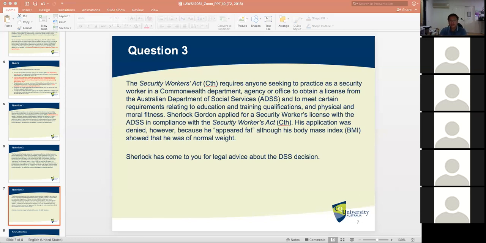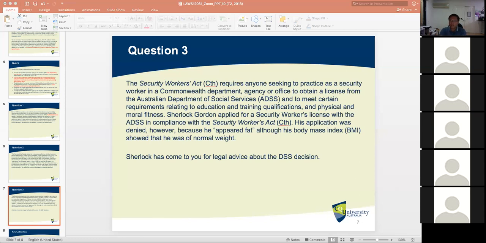In this particular case, I wouldn't think mandamus would have been available, because there is still a discretion on the part of the ADSS. It will have to be the ADSS that determines whether that person is actually qualified, and it's not easy to see that Sherlock Gordon automatically has a right to the license. There is still something that needs to be determined by the ADSS. So I would strongly doubt that mandamus would have been a particular remedy.